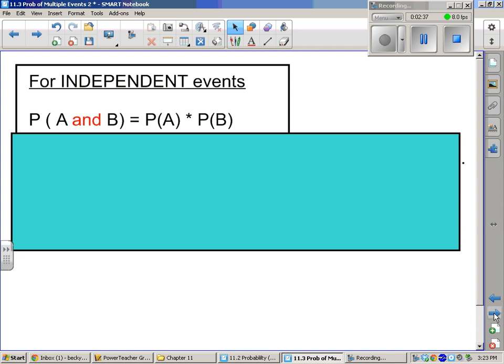All right, independent events. So we read this as probability of A and B. All you do is you take the probability of A and you multiply it by the probability of B, as long as they're independent. Yes, this only works for independent.